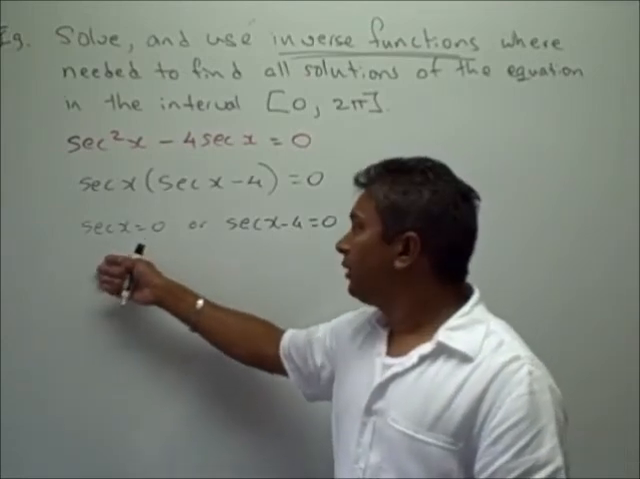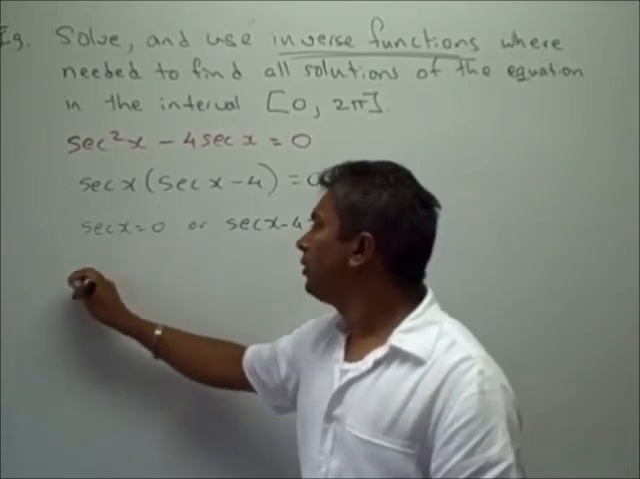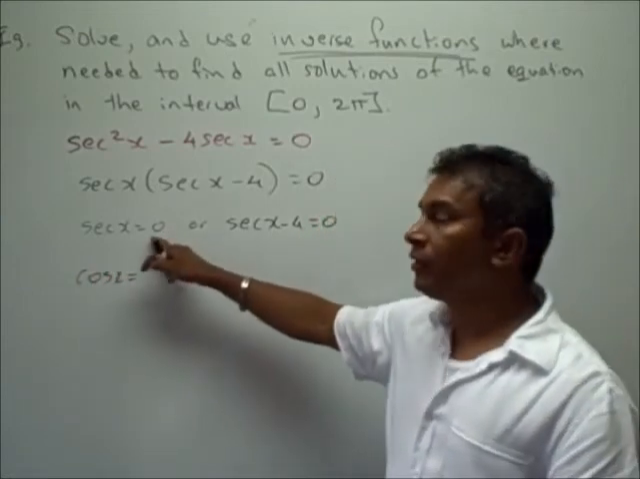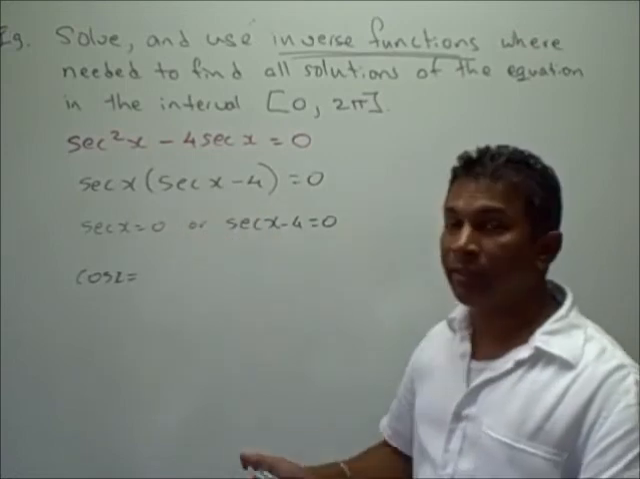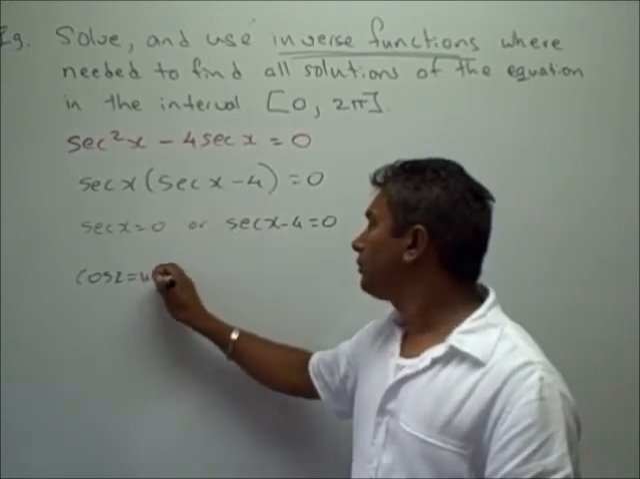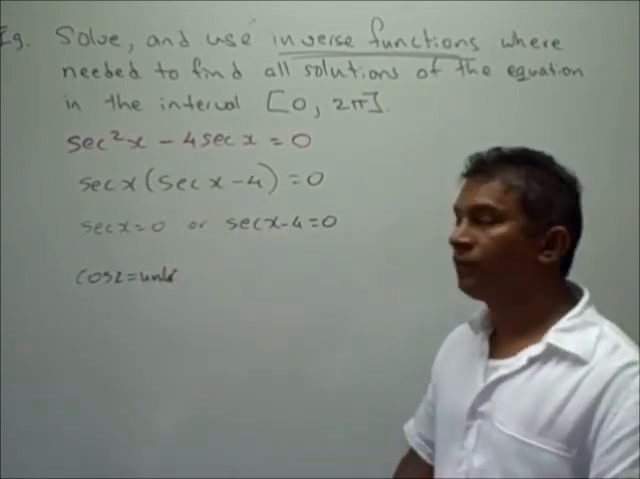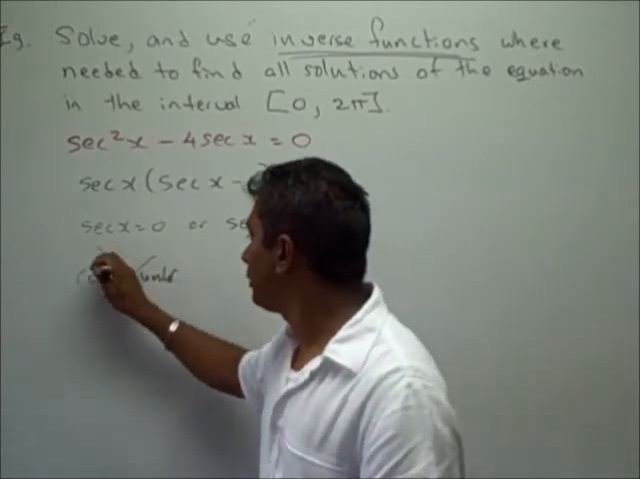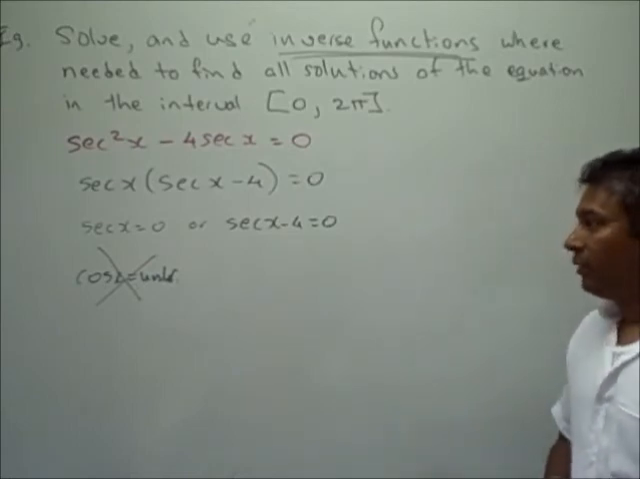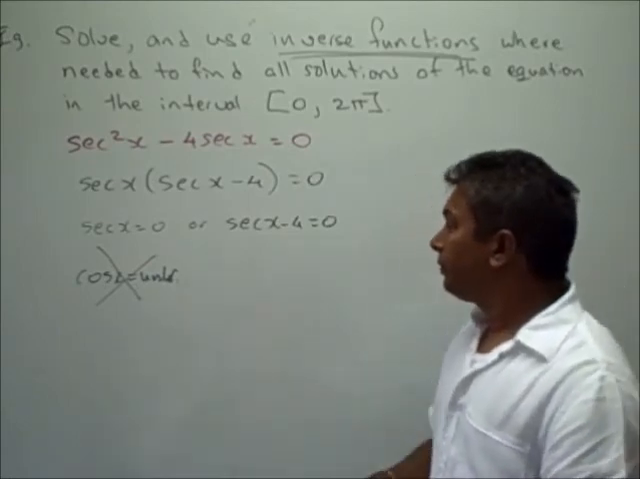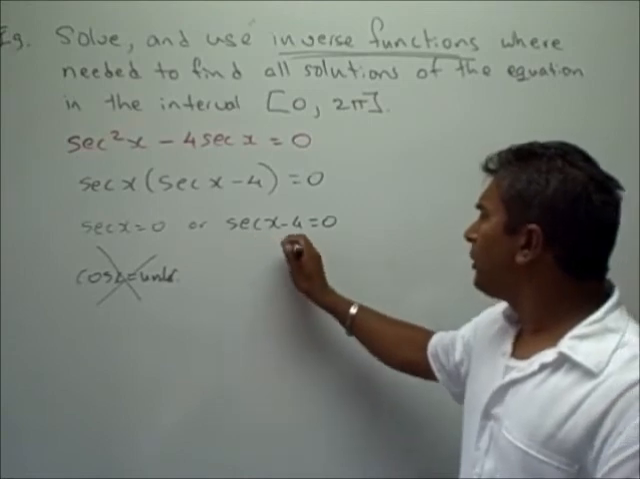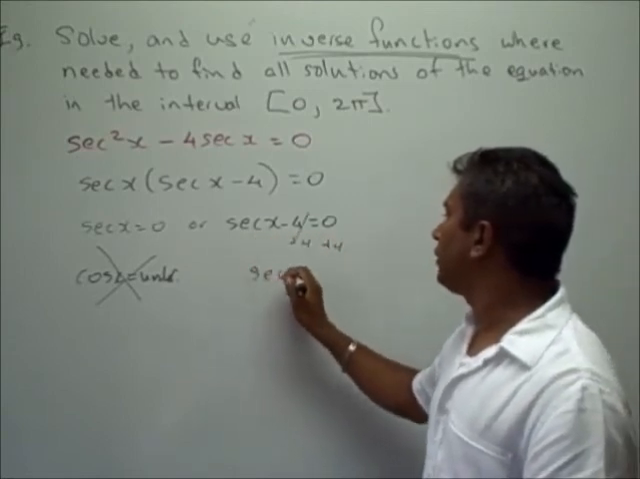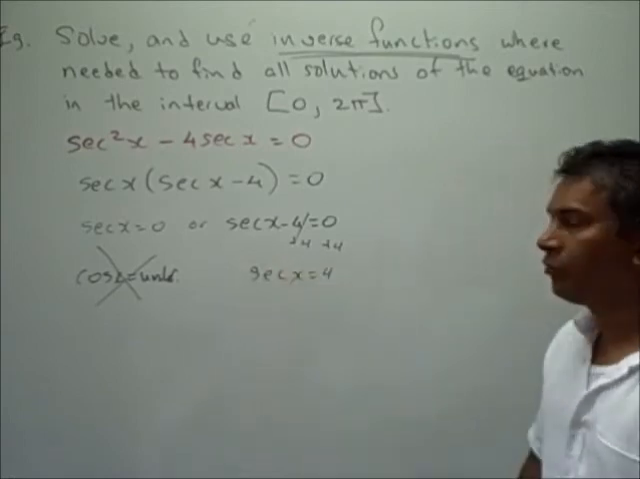We know secant is the inverse of cosine, so cosine of x would be the inverse of 0. The inverse of 0 is 1 over 0, which makes this undefined. This has no solution because we know that for cosine of x it will never be undefined. Here we can solve this by adding 4 to both sides. So here we have secant of x is equal to a positive 4.